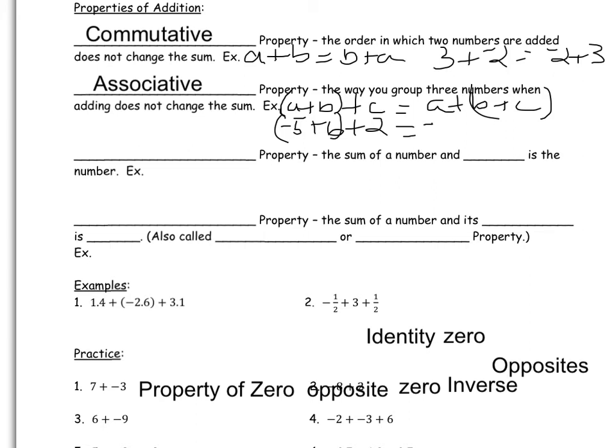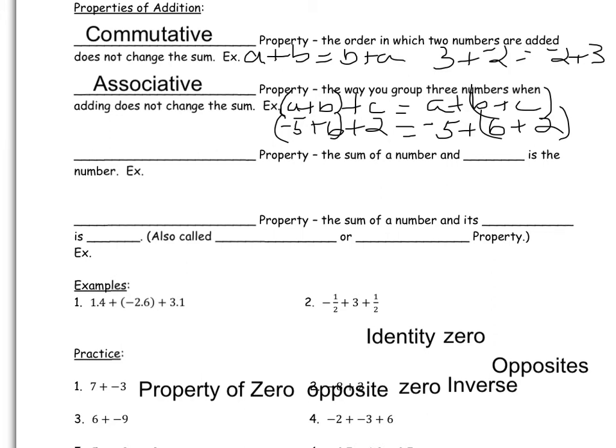We could take those same values, -5, 6, and 2, and if you add the 6 and 2 first, you'd get 8, then add the -5, you'd get 3. Both sides, obviously, you get 3. So it does work. Associative property does work there.